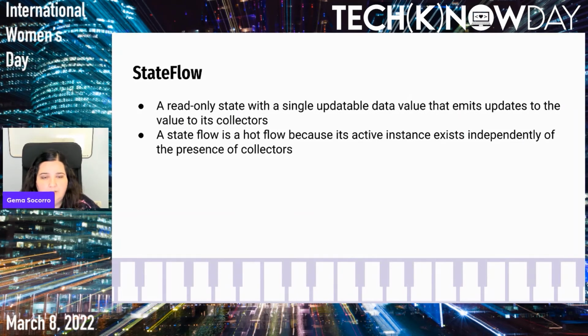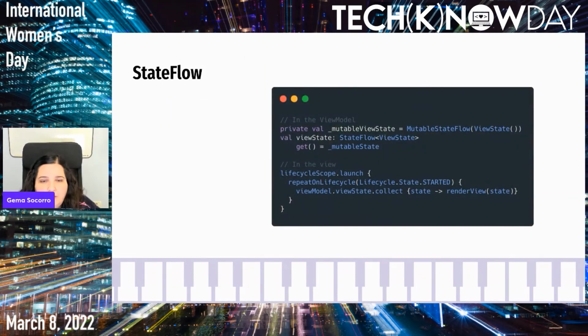A StateFlow is a hot flow because its active instance exists independently of the presence of collectors. That means that you can have a StateFlow emitting values even if there are no collectors, which is what we call a hot flow. So we are going to create in our view model, presenter, whatever we use in our architecture, our MutableStateFlow with the view state. And then in the view, we are going to collect these changes. So every time anything changes in the StateFlow, we are going to render a new view. This could be done in different ways. Always try to change as little as possible in the view.